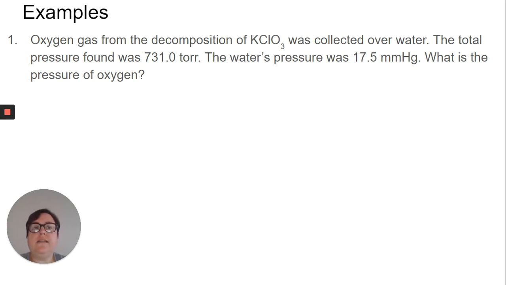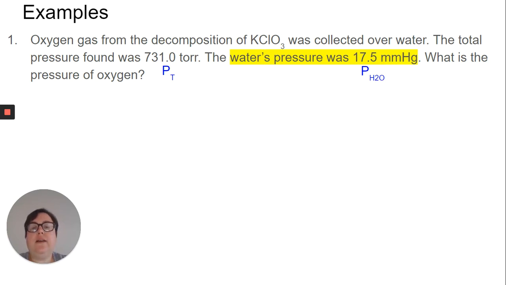of problem this is. So the first thing that we come across is 731 torr. And if you read it, that tells you that that is the total pressure. So we're going to label that PT, T for total. Then we come across 15.5 millimeters of mercury. And the problem tells us that that is the pressure of water. So we're going to label that PH2O, pressure of water. That's everything that was given.